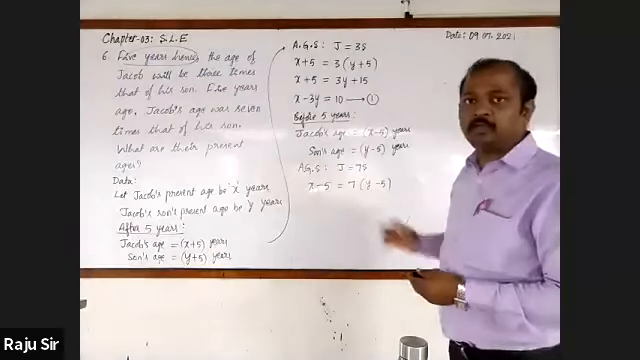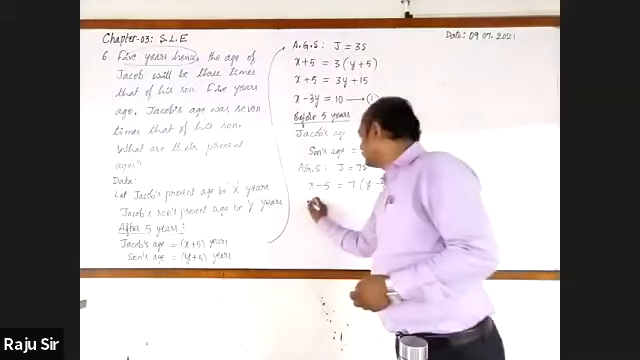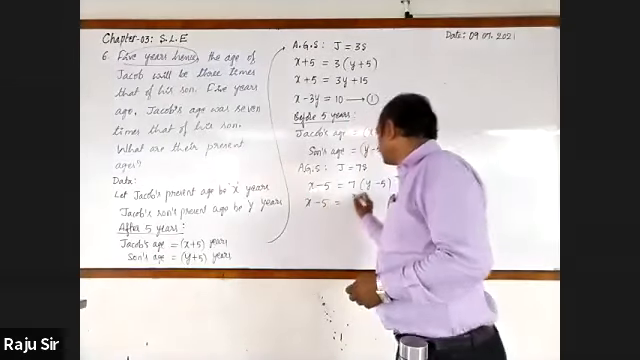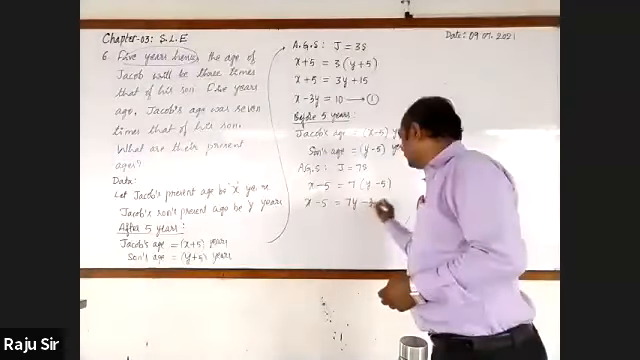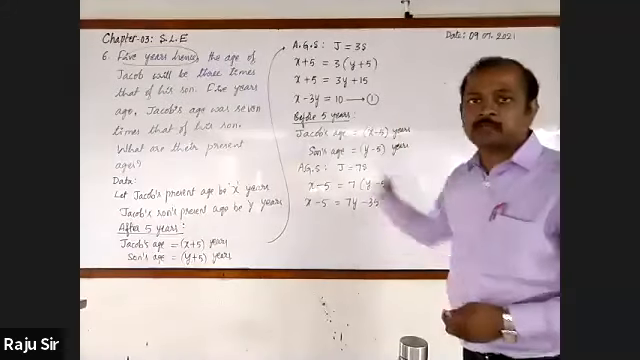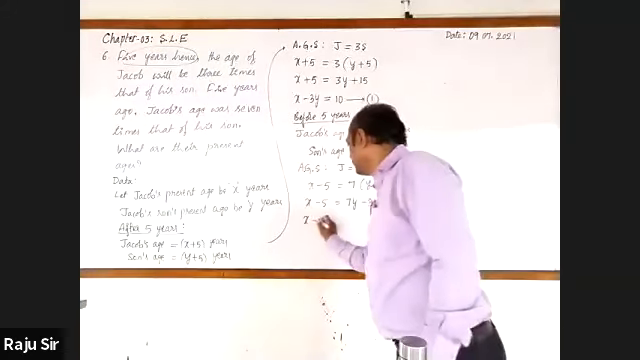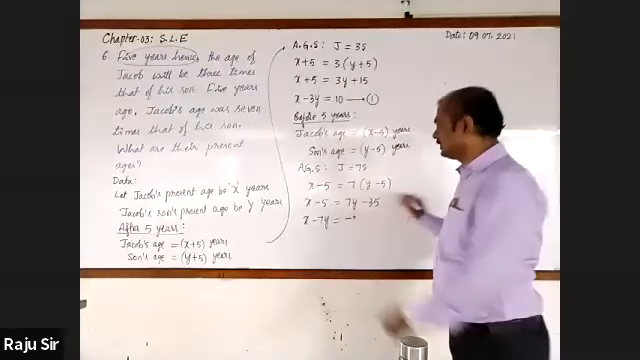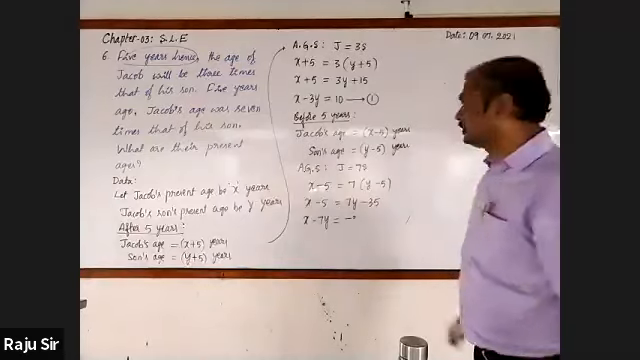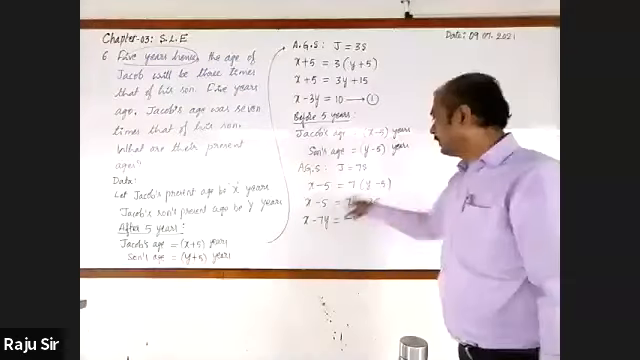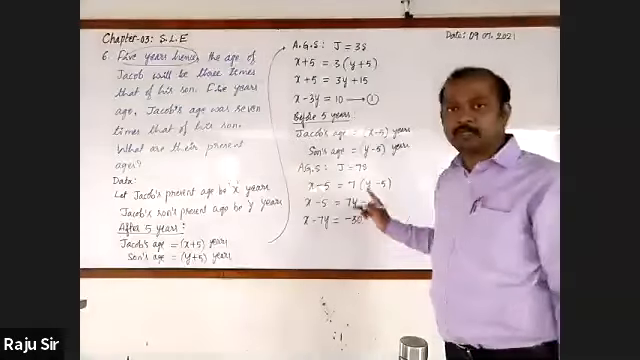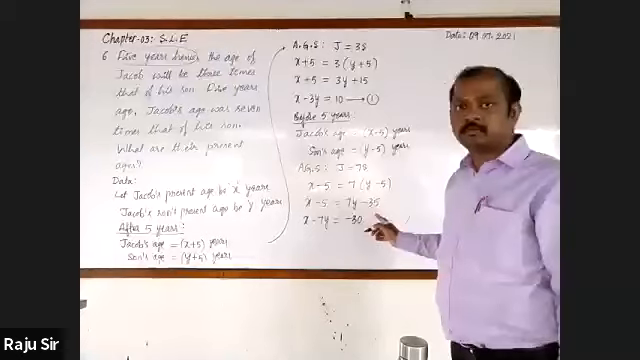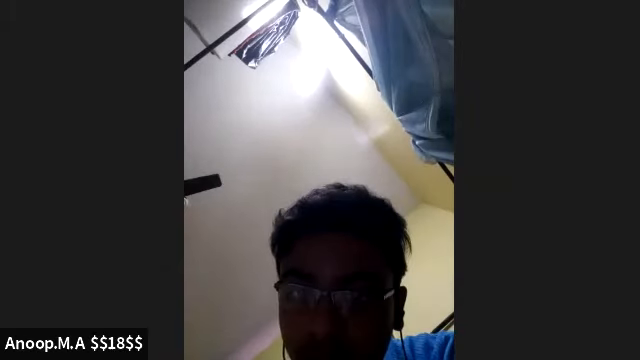Again multiply to form the equation. So it is X minus 5 equal to 7Y minus 35. Transfer 7Y to the left hand side, it becomes minus 7Y, which is equal to minus 35. Transfer minus 5 to the right hand side, it becomes plus 5. This will be minus 30. Have you got the same equation? Yes, sir.